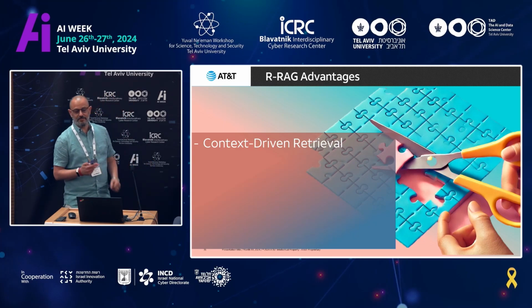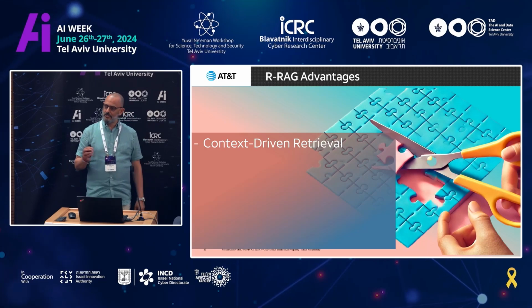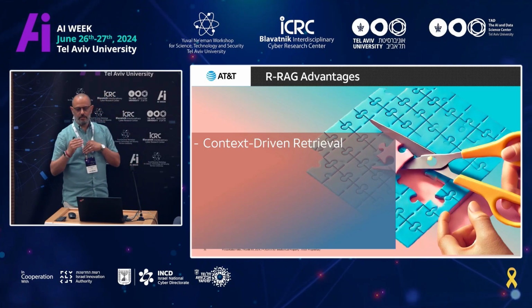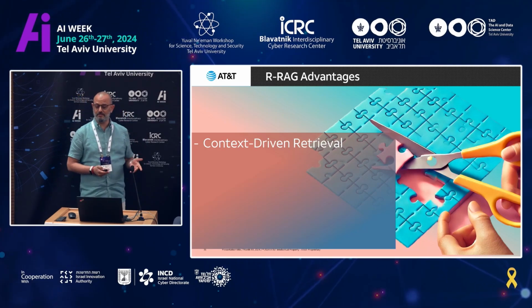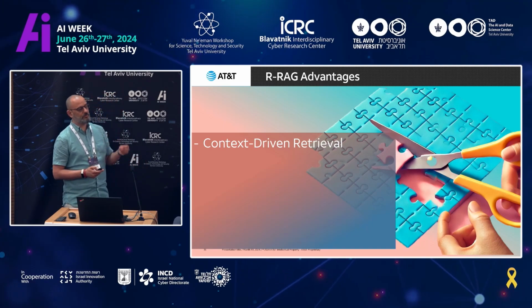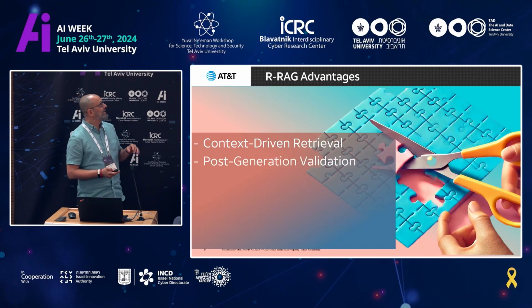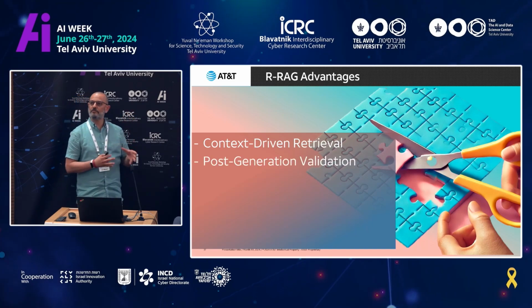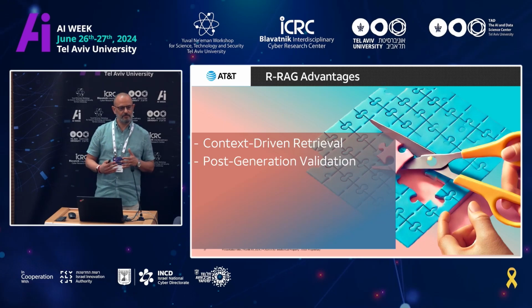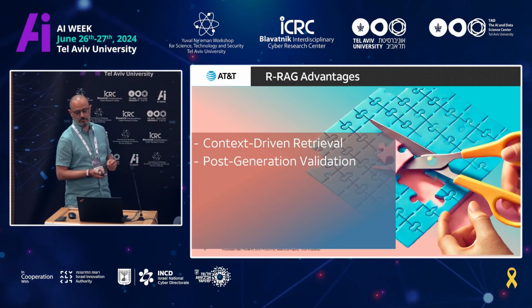For instance, if the initial query is about cloud computing, the initial generation, the initial text, will include points about cost savings and scalability. This will guide the retrieval of specific documents that expand on these points. And in turn, the retrieved documents will also provide a validation mechanism for the initial generation.